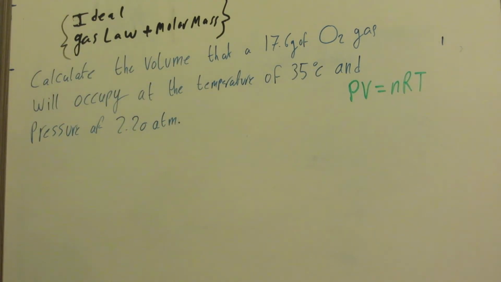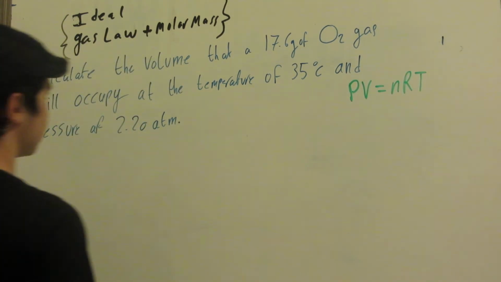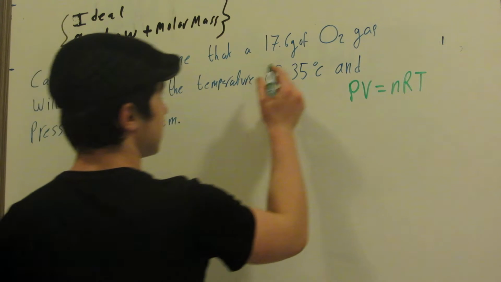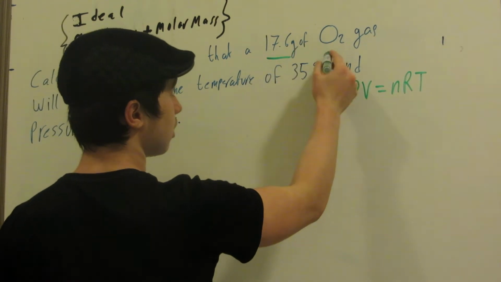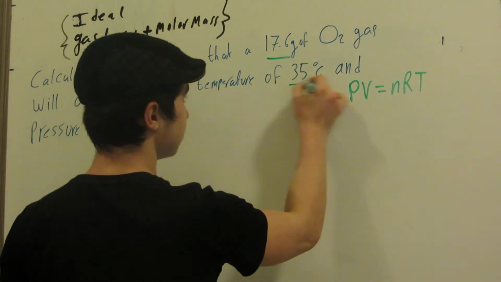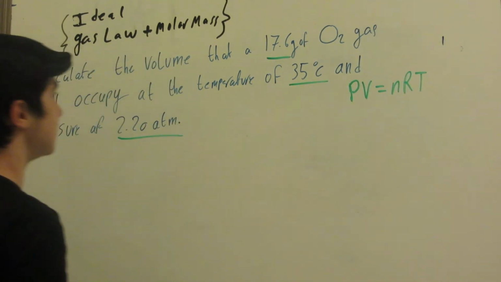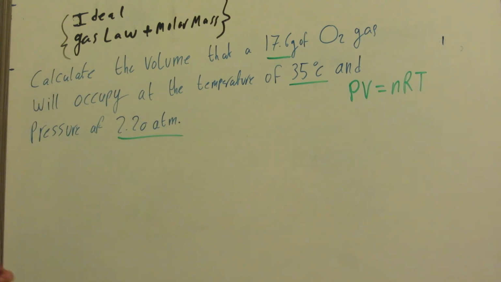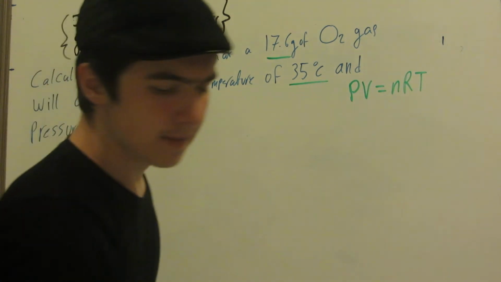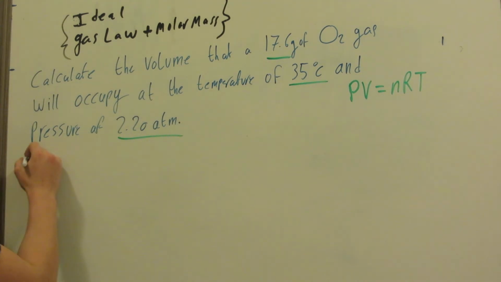So let's start reading the question. The question mentions: calculate the volume that 17 grams of oxygen gas, O2 gas, will occupy at the temperature of 35 Celsius and the pressure of 2.20 ATM. Alright, so those are the givens. Now, as you can tell, the first step is writing the givens down.